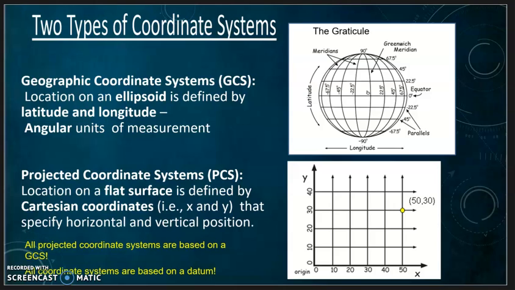So we'll briefly go over the two types of coordinate systems. We'll get more into that next week, but we have geographic coordinate systems and projected coordinate systems. A geographic coordinate system uses angular measurements to define location on a three-dimensional ellipsoid, whereas a projected coordinate system defines locations on a flat surface using Cartesian coordinates of x and y, not using angular measurements, but distance from the origin along the x and y axis. So basically, when you have a geographic coordinate system, this is also included in that definition of datum.